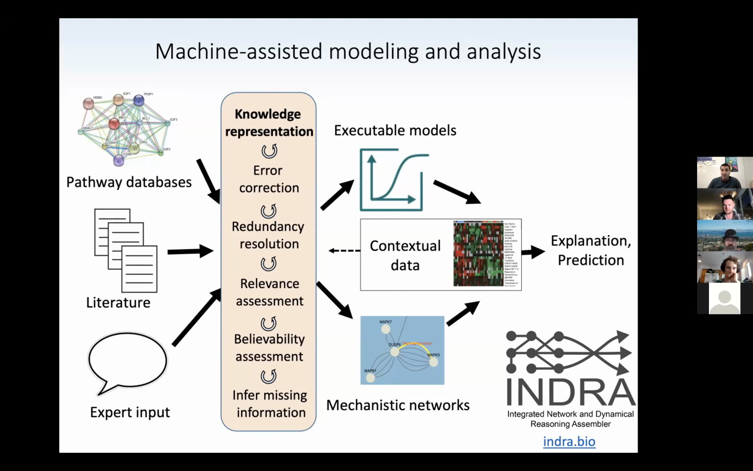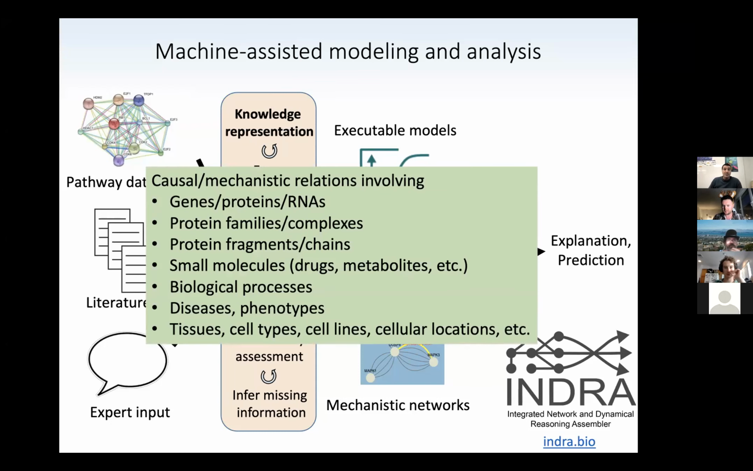And the basic underlying software that we have developed is called Indra that implements this conceptual workflow. And so Indra collects and assembles causal mechanistic relations involving a lot of different types of entities. So we have to be able to identify genes, proteins, and RNAs, families and complexes of proteins, protein fragments and chains, various kinds of small molecules, and higher level concepts like biological processes, diseases, phenotypes, as well as contextual details like tissues, cell types, cell lines, cellular locations, and so on.